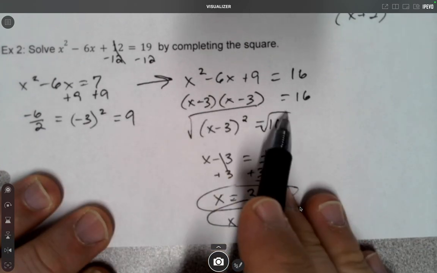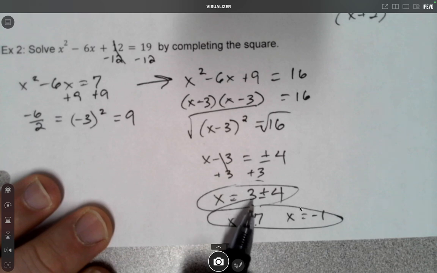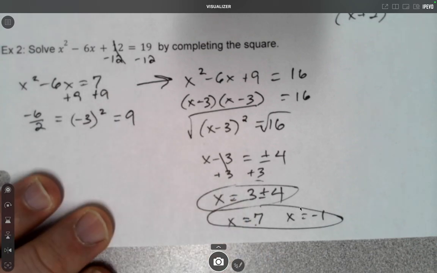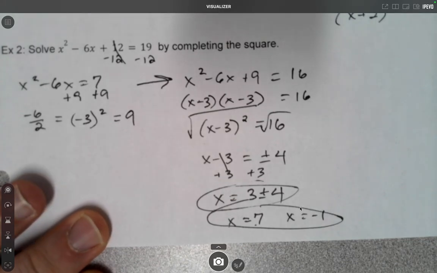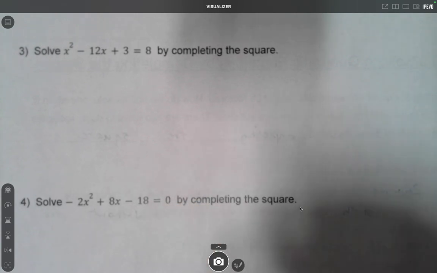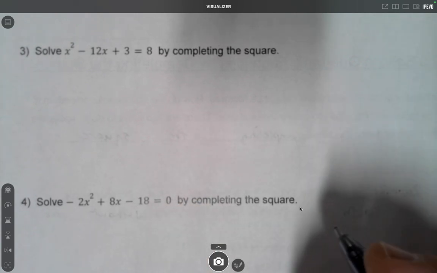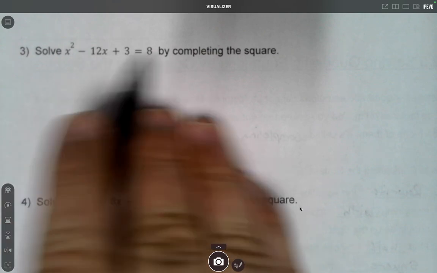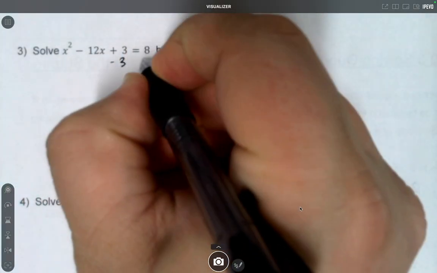So we completed the square to find the solutions, the places where this function would equal 0. Now we'll follow the same steps on the back. Our first step is to get all the x's on the left and all the constants on the right. So we subtract 3 from both sides.